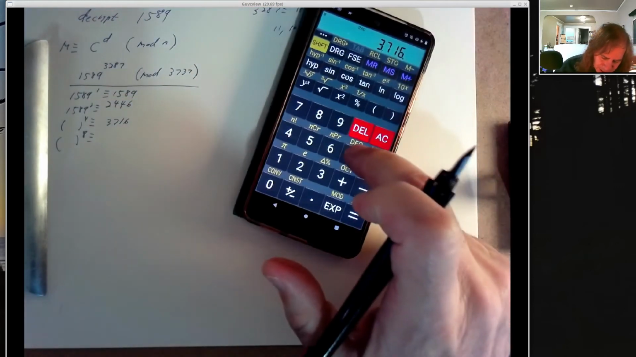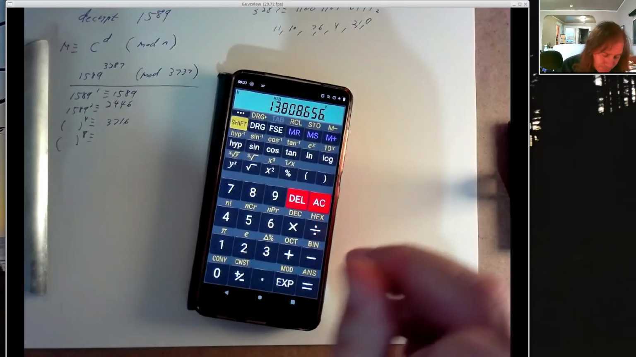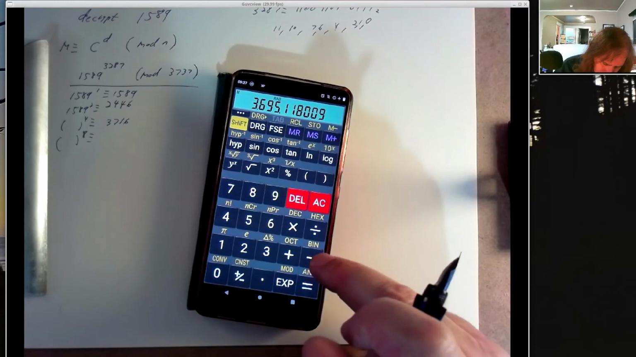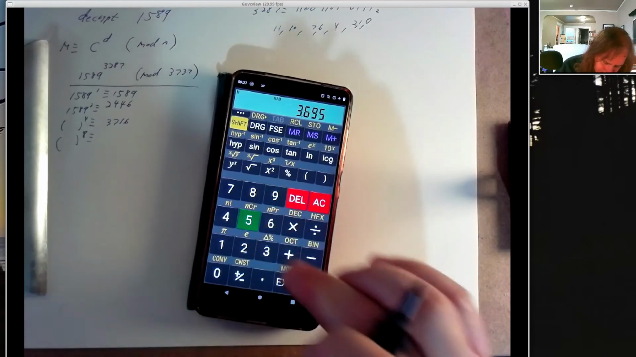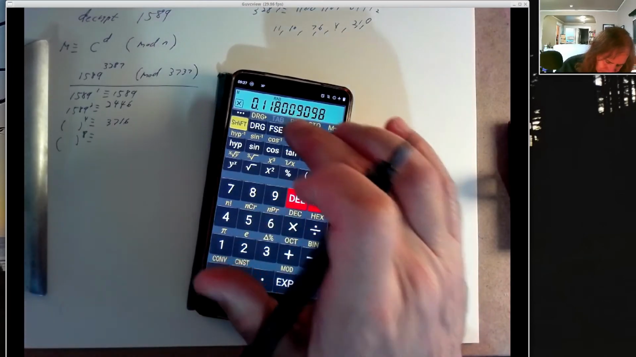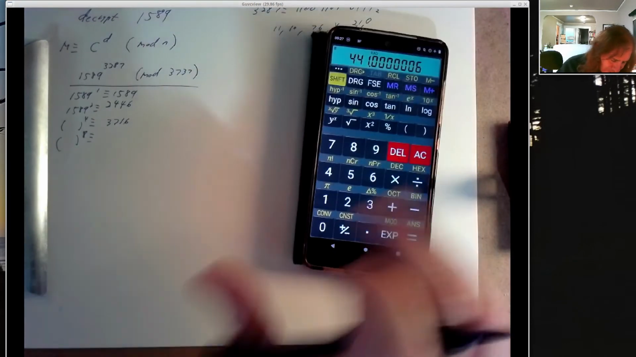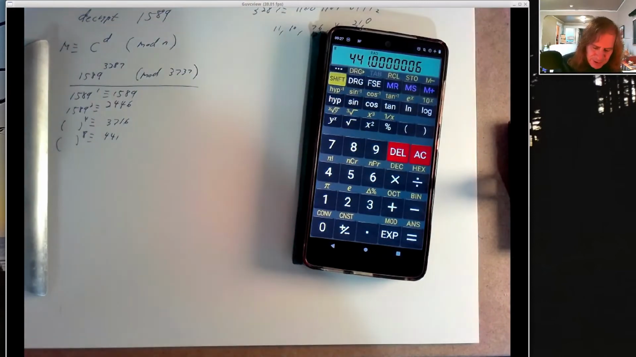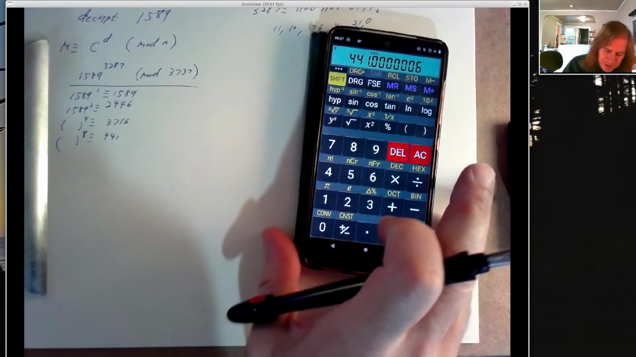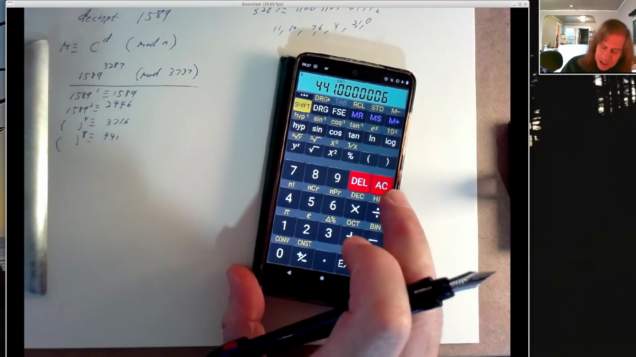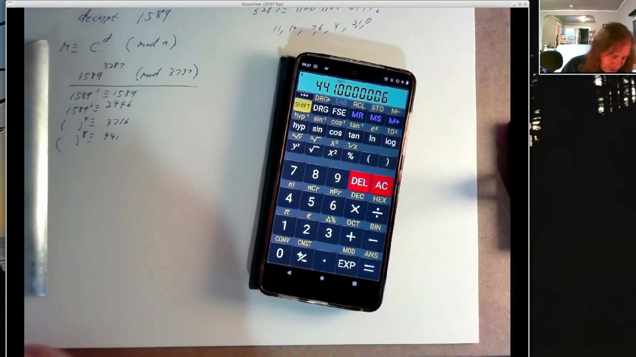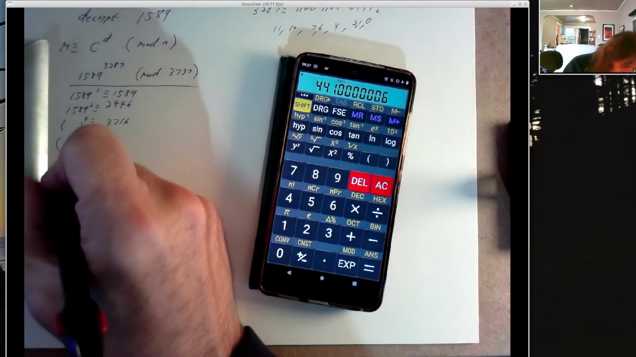Let's raise that again. So this will be the 8th power. Subtract 3695. Multiply by memory. 441. This is Real Calc, by the way. No affiliation with them, but I've been using it for years as my only pocket calculator on Android, and it works great. I love it. I should donate to them at some point.